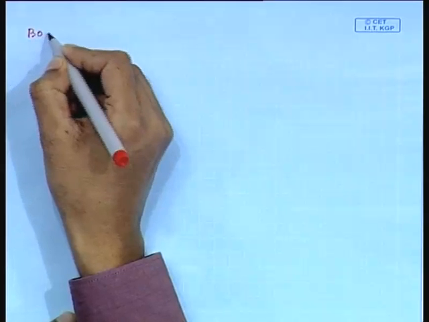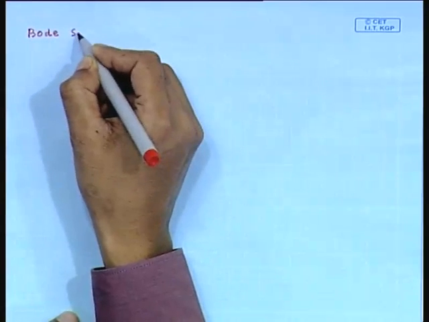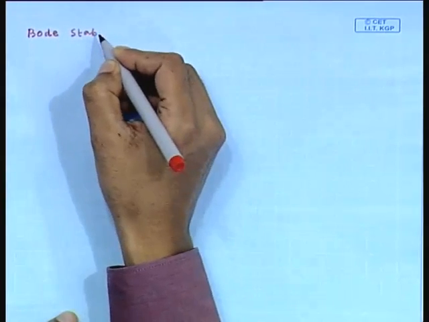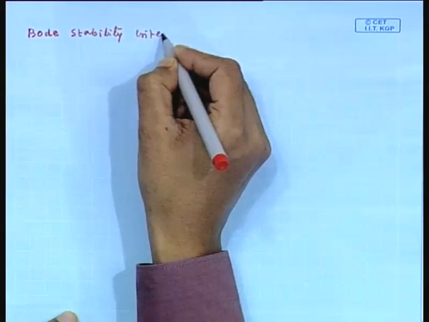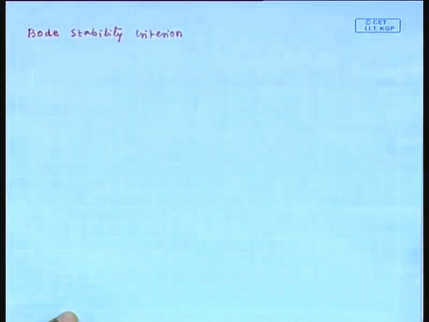So, in the last class we started the topic Bode stability criteria. We will continue that topic and we took one example also. So, today we will continue Bode stability criteria with that example.